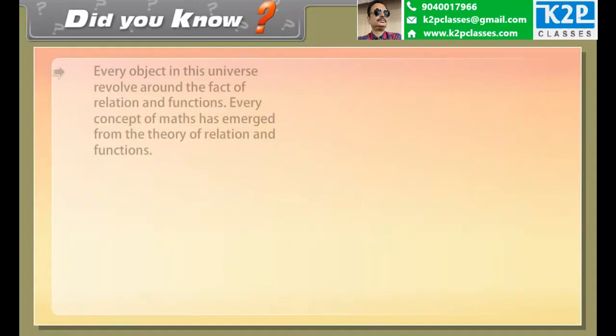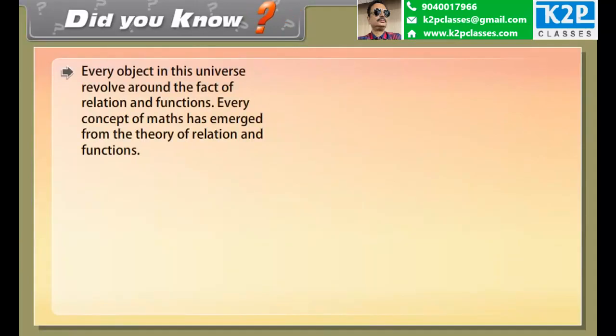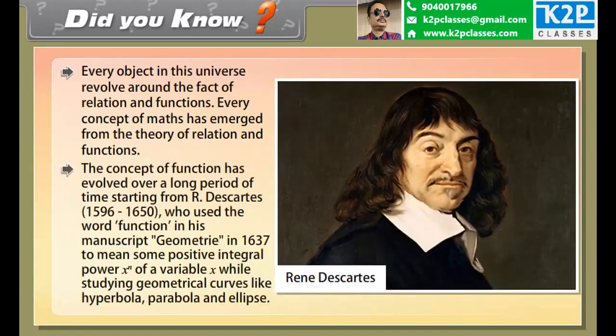Did you know? Every object in this universe revolves around the fact of relation and functions. Every concept of math has emerged from the theory of relation and functions. The concept of function has evolved over a long period of time, starting from R. Descartes, 1596 to 1650, who used the word function in his manuscript Geometry in 1637 to mean some positive integral power x to the power n of a variable x, while studying geometrical curves like hyperbola, parabola, and ellipse.